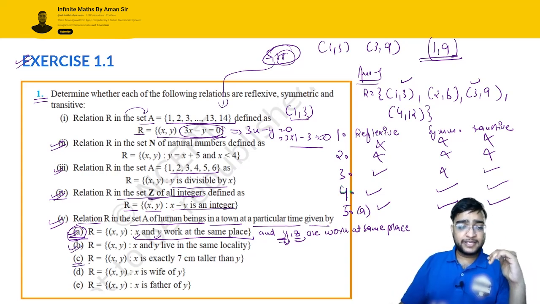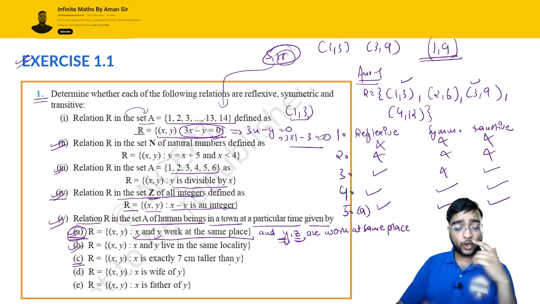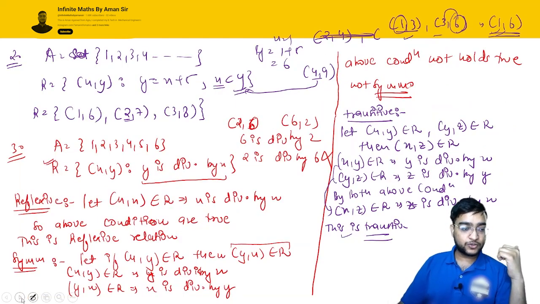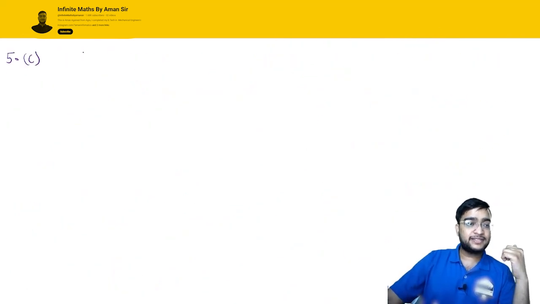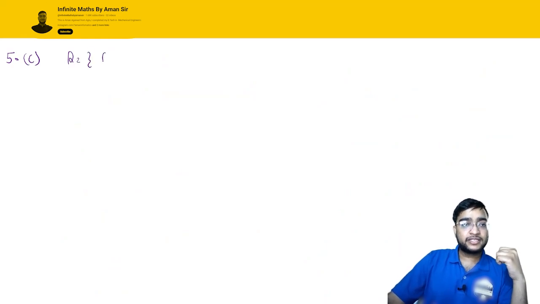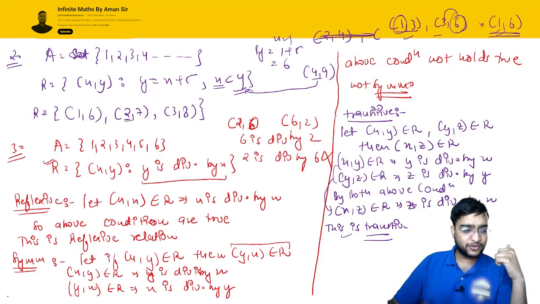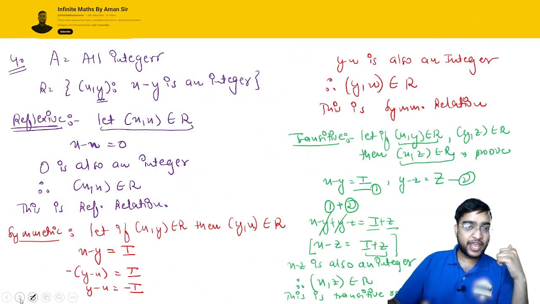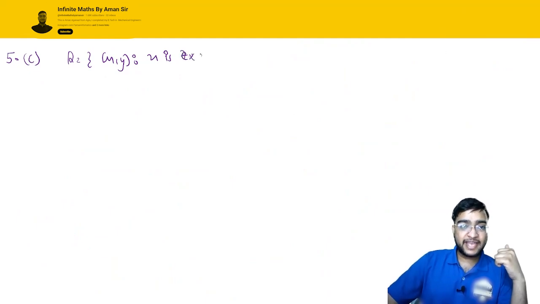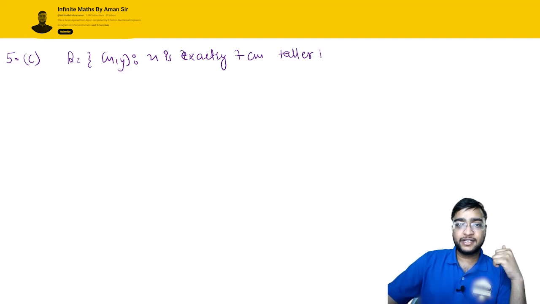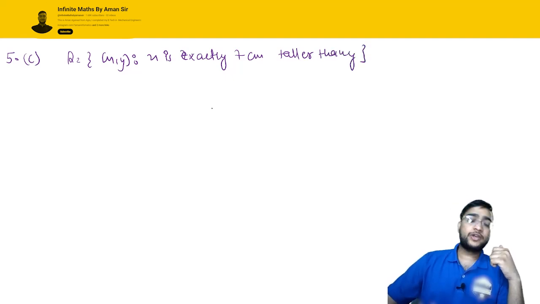Okay, so let's say the C part here, and the relation is: x is exactly 7 centimeter taller than y. Let's see for this question only. For the fifth part C, the relation x comma y represents: x is 7 centimeter, no, not meter here. So x is exactly 7 centimeter taller than y here. Okay sir, no problem sir.